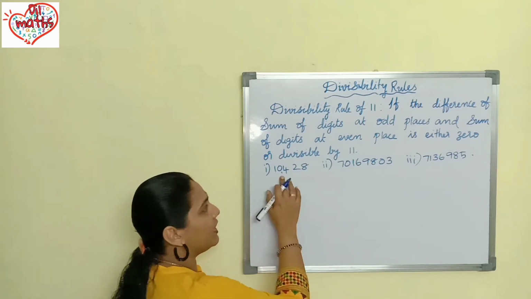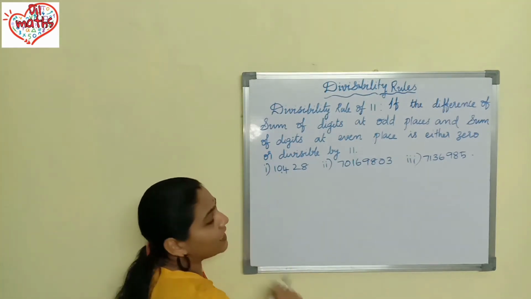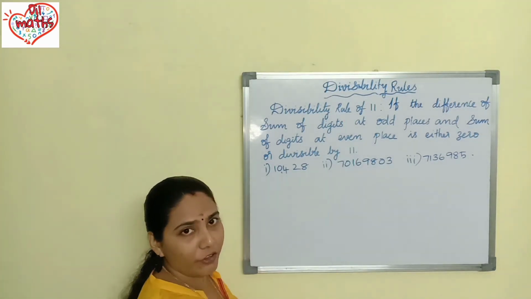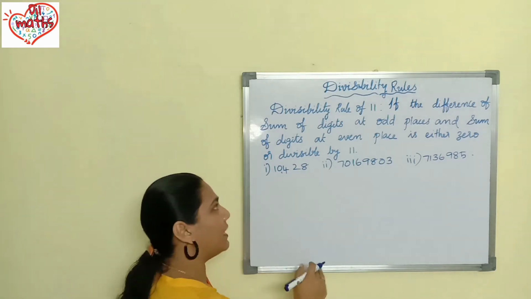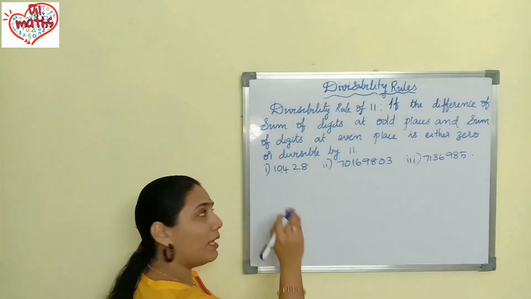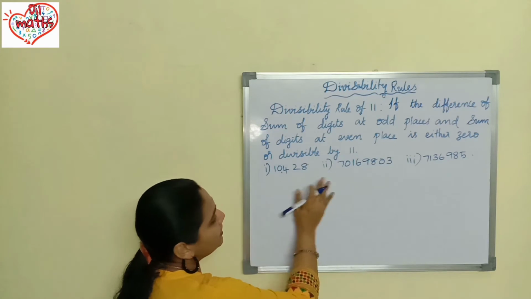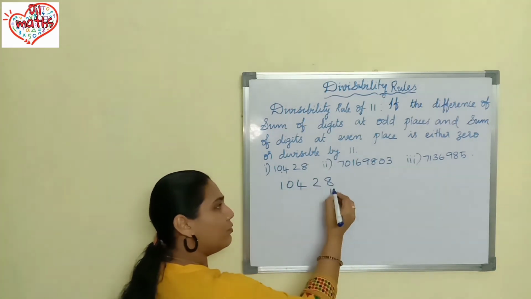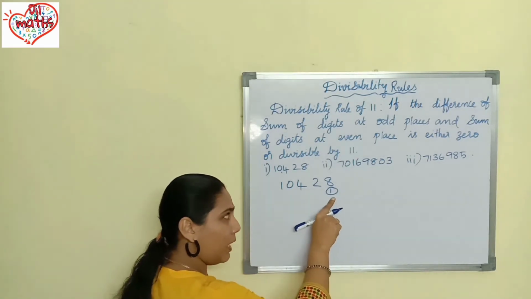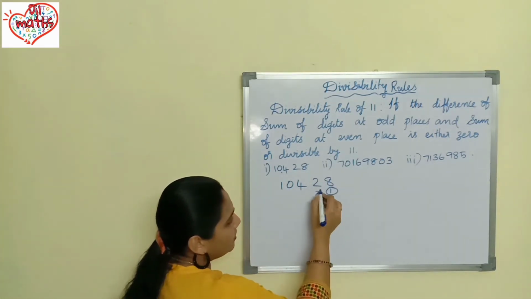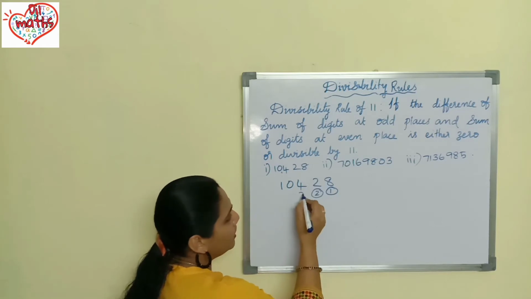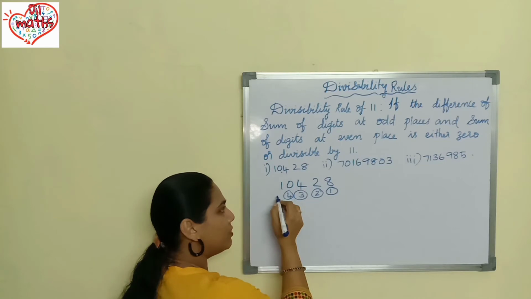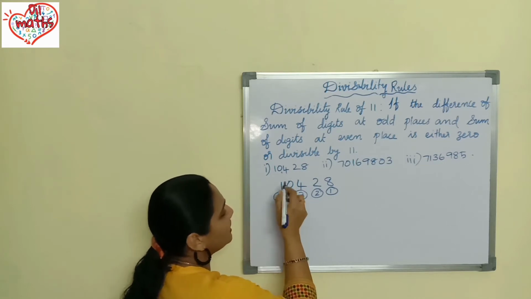So the question I got here was 10,428. In that, what should we do? First, we have to find the sum of digits at odd places. For that, I am going to number these digits. So the digit in the first place is 8, the second place is 2, the third place is 4, the fourth place is 0, and the fifth place is 1.